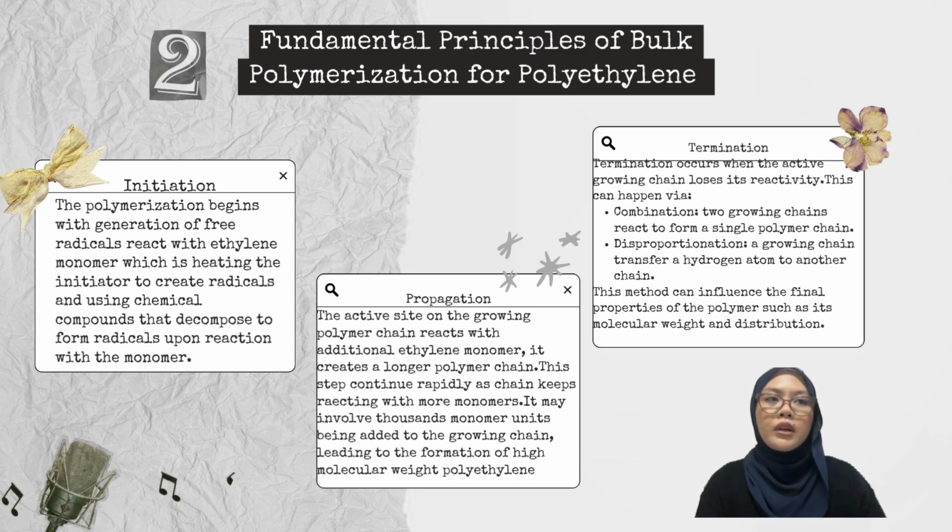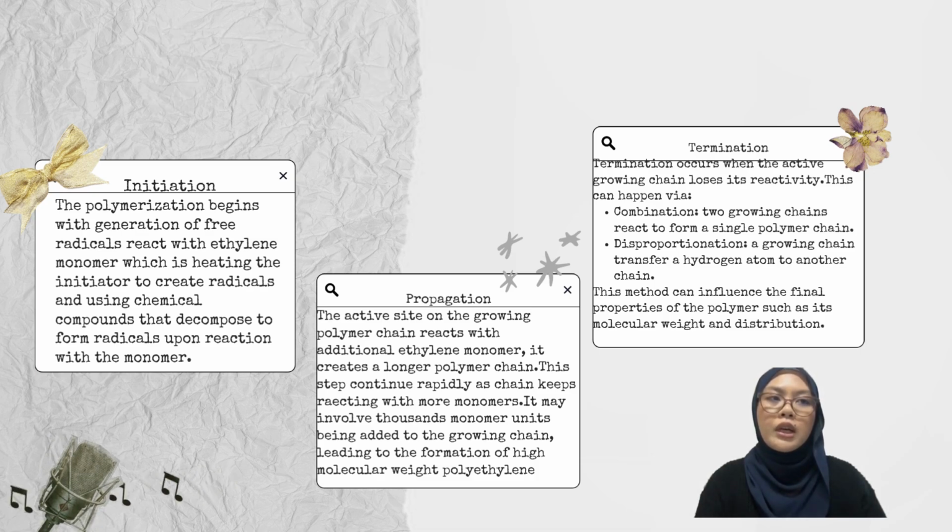Termination occurs when the active growing chain loses its reactivity. This can happen via combination, where two growing chains react to form a single polymer chain, or via disproportionation, where a growing chain transfers a hydrogen atom to another chain. This method can influence the final properties of the polymer, such as its molecular weight and distribution.